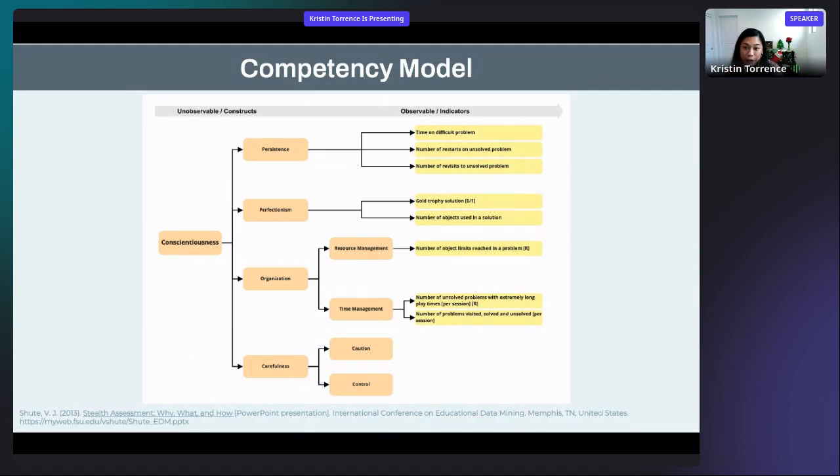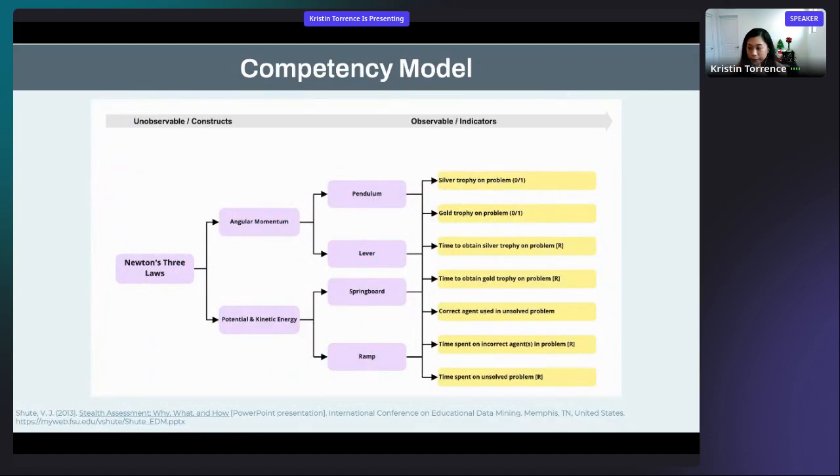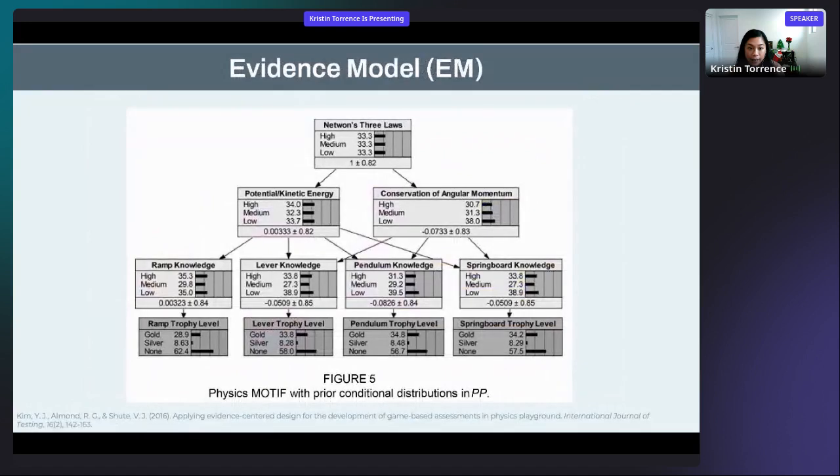Here's another example of a competency model for conscientiousness, and you can see here a similar relationship with carefulness. And a third competency model for that third competency within the physics game, which is Newton's 3 laws. And we will see here in this next slide, really, this is, remember, a probabilistic model.